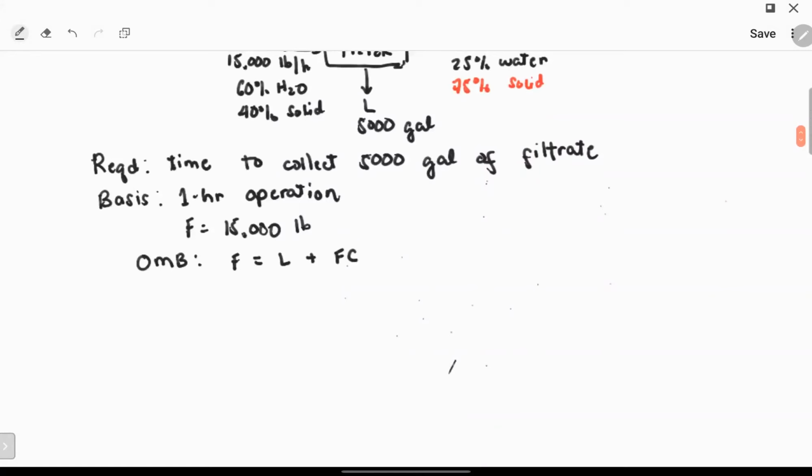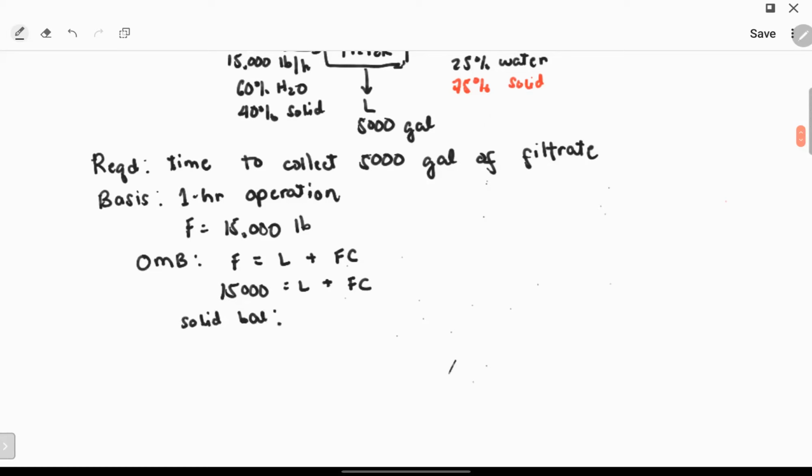We can go ahead and substitute what we know. So 15,000 po yung ating feed, equals L plus FC. Okay, so that's our first equation. We have two unknowns so far. Now next is component balance. So which component? Is it the solid or the water na gusto mong gawan ng component balance? So kahit ano, we can probably have solids balance first.